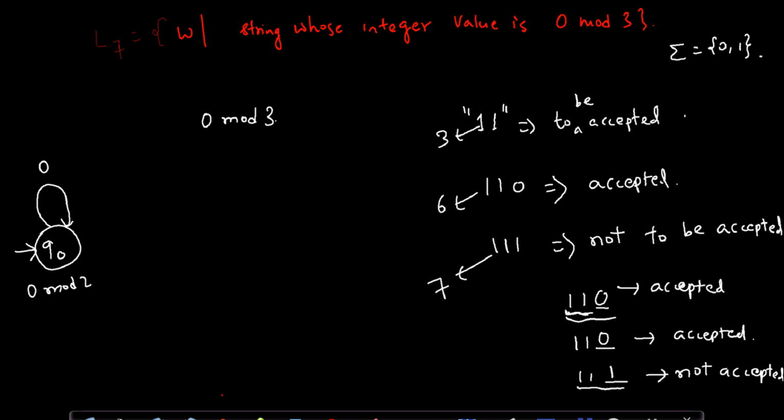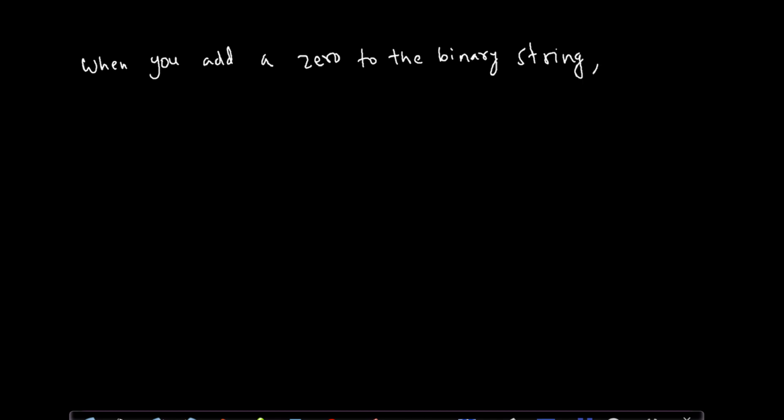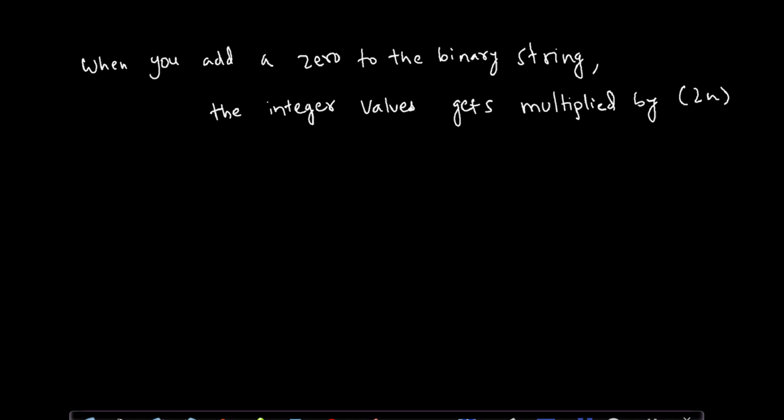The reason is simple. When you add a 0 to a binary string, the integer value gets multiplied by 2. What do you mean by that?